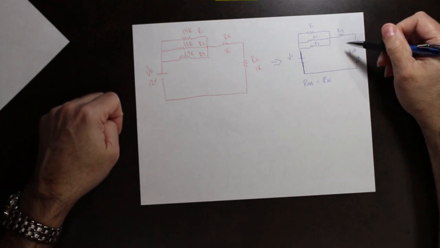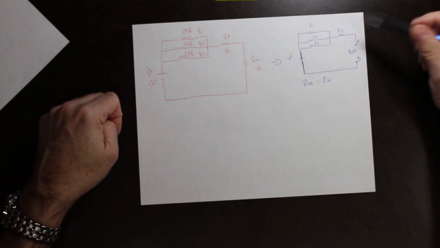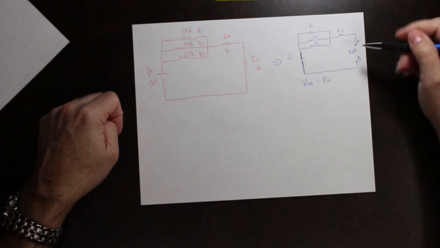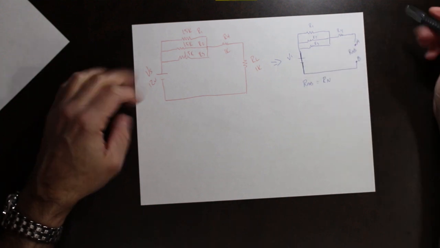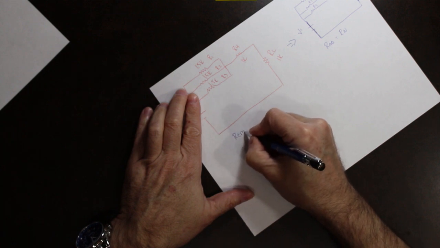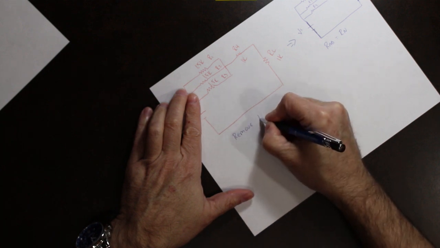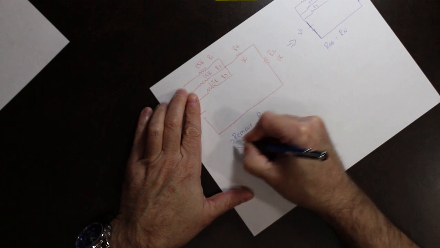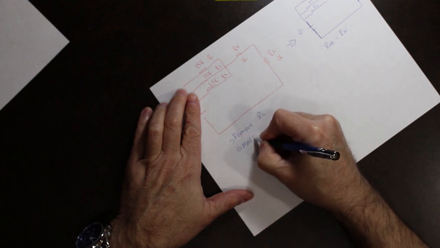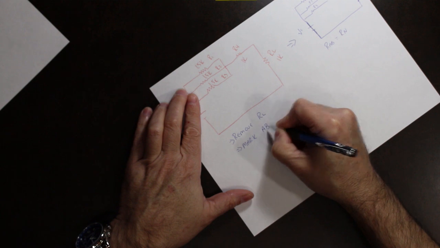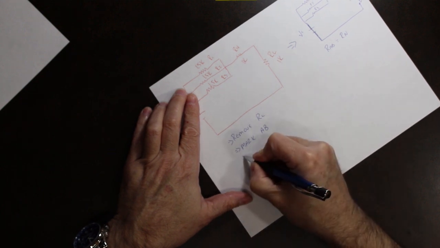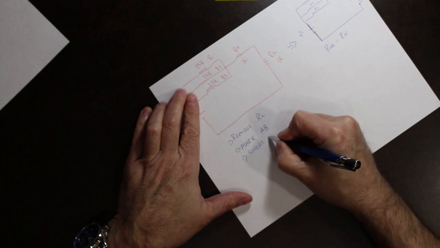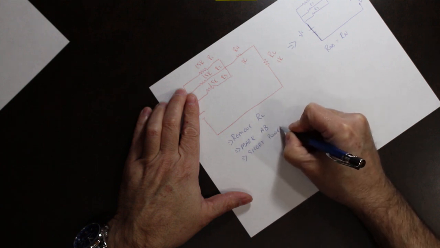So again, the procedure is remove the load, mark it A and B, short out the source. So we're going to remove the load. We're going to mark it AB. And then we are going to short out the source. So short out the power supply.